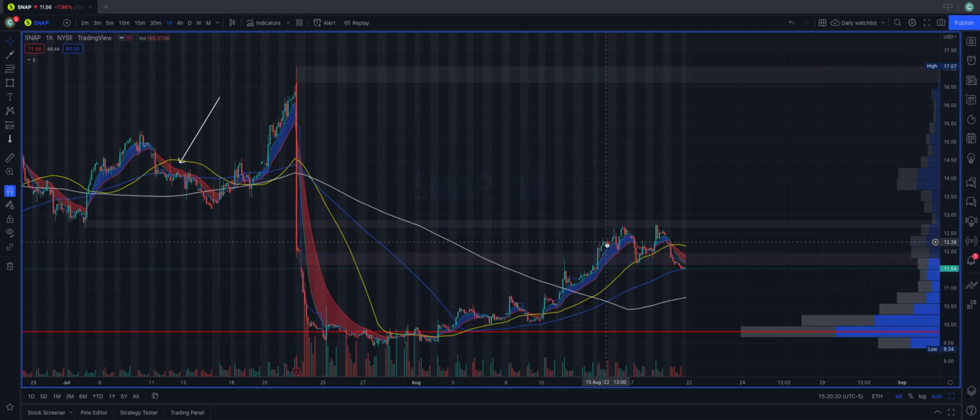That's telling me that zone is still valid. Same thing with this one when it came through. People said, okay, that zone's no longer valid. Well, we came back, we retested, held support, and bounced off of it each time. So I'm saying those levels are valid. That's how I draw my supply and demand zones.